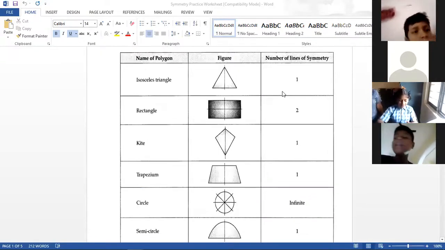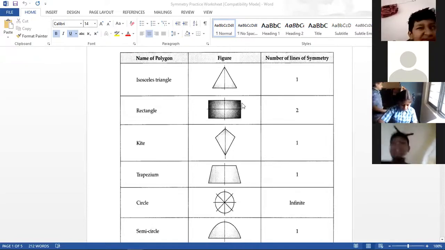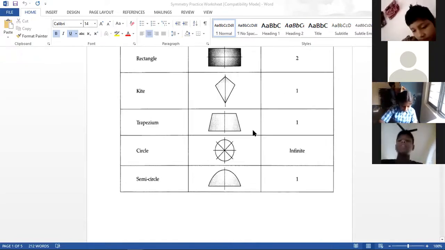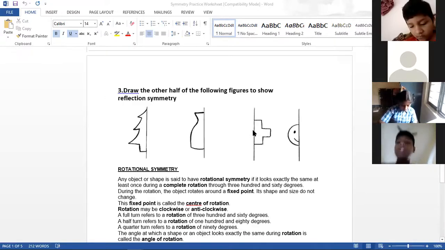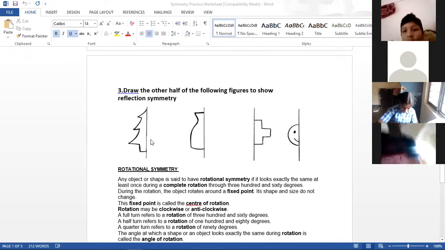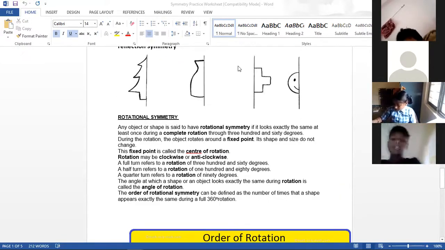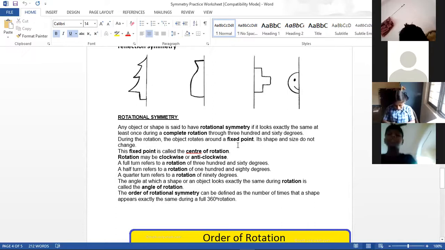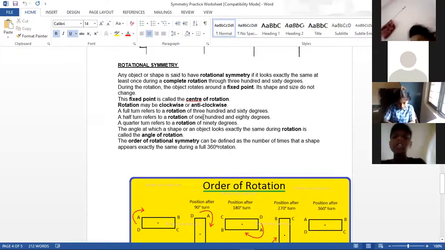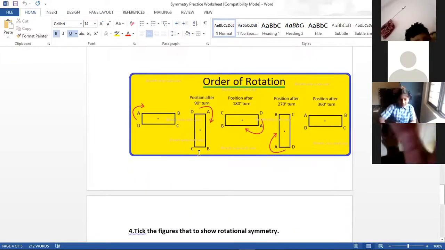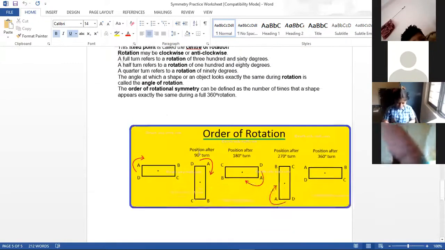The answers are already given here. How many lines of symmetry are there for this? Next, one half is given, the other half you have to draw here. Then rotational symmetry, I have explained here. The explanation is given. Next class we are going to do this. Rotation, this also we did in the last class. 90 degree rotation, 180 degree rotation, exact match of the rotation of this.